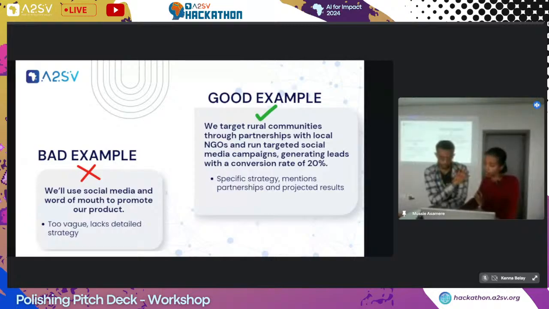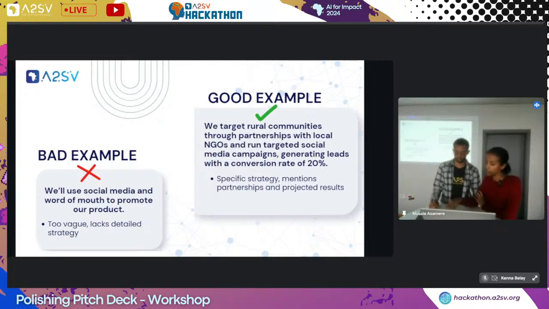So in our good strategy, we target rural communities. So we mentioned who our target market is. It says through partnerships with local NGOs and run targeted social media campaigns, generating leads with conversion rates of 20%. So here we mention we have a conversion rate of 20%, which is a predicted result that we intend to have based on the market and our product. We mentioned who our specific target audience is that will use our product, which is rural communities.